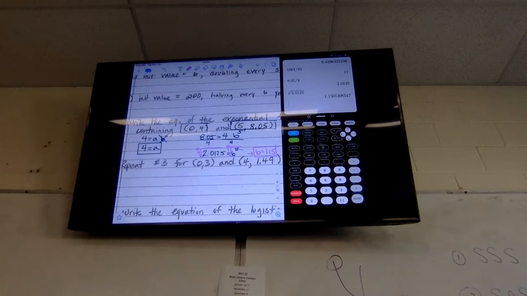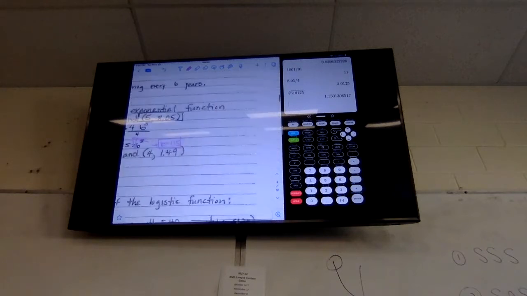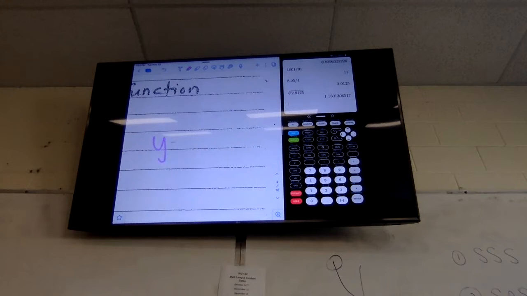Awesome. Okay, let's finish by writing this as a big equation. So my equation is y equals 4 times 1.15 to the x. Where's the a? The a is 4.